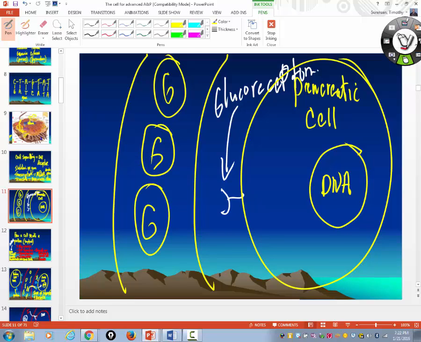What's going to happen to your blood sugar? How'd you know it went up? When your blood sugar goes up, that excess glucose is going to bind to glucoreceptors on a pancreatic cell. What's the only cell that makes insulin? So what's the only cell that's got a glucoreceptor? See how this works? And when you bind that excess glucose in a pancreatic cell, it is going to send a message to the DNA to begin the process of making the protein insulin. Are you following that? I want this whole thing.